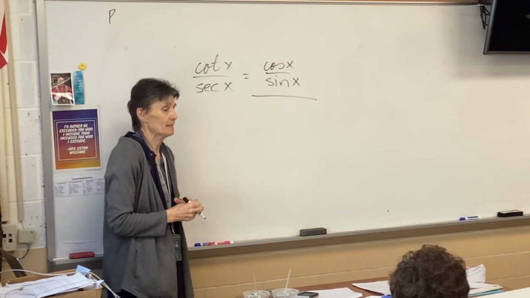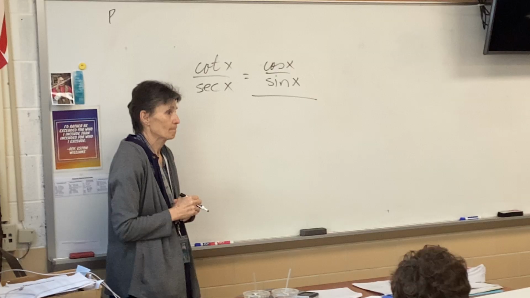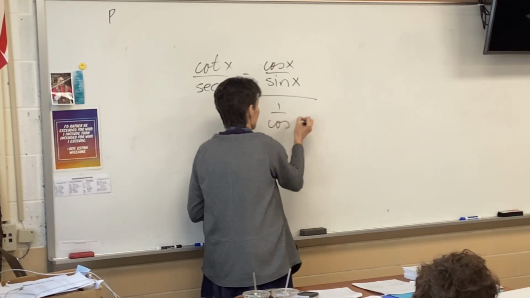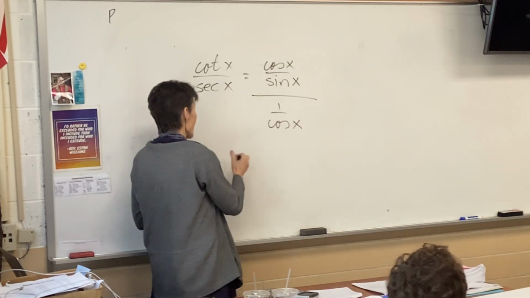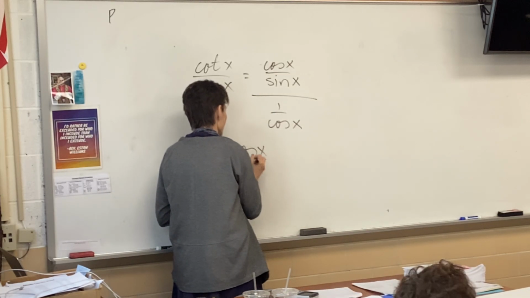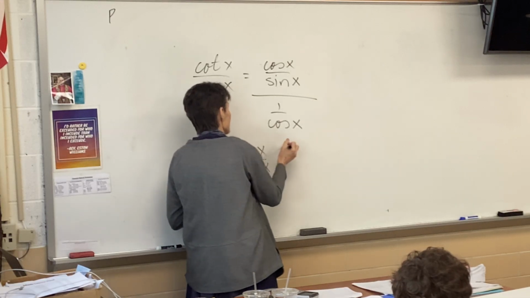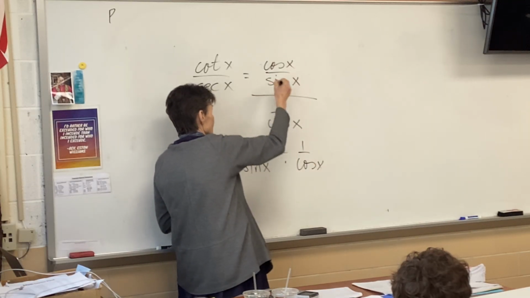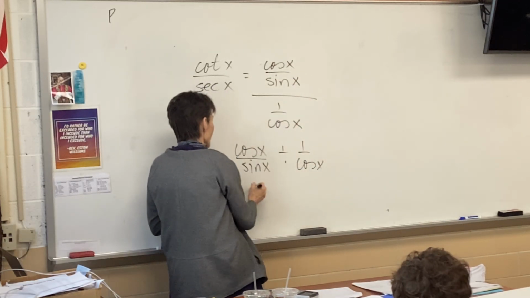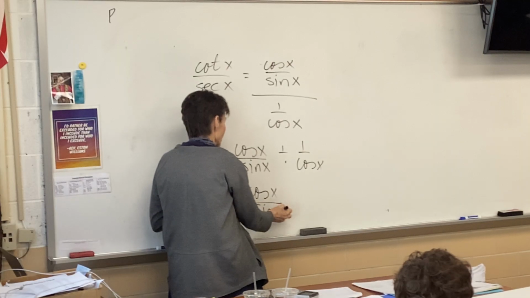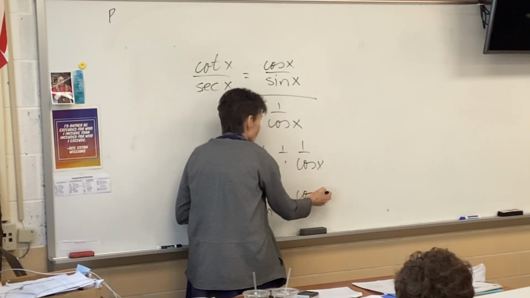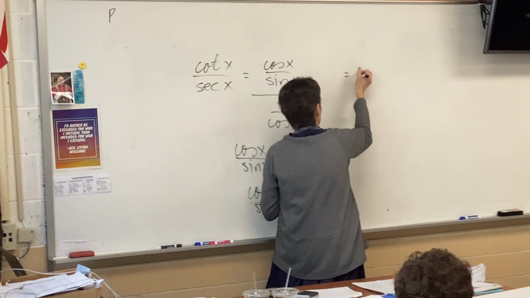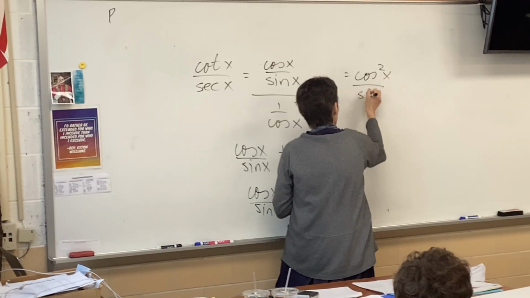What is secant? Reciprocal of cosine. So 1 over cosine. So we have cosine over sine divided by 1 over cosine. If I write this out longhand, it's this divided by this, which is cosine over sine times cosine over 1, which is cosine squared over sine.